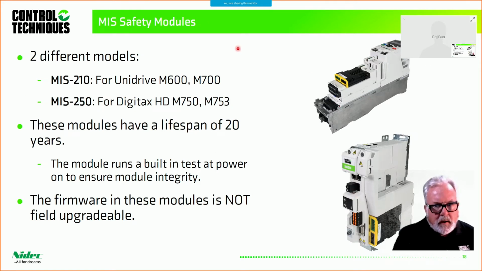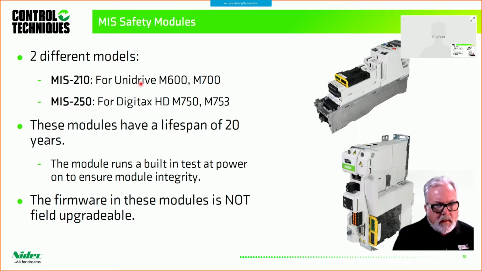Now there are two models, and this is very important for prospective users. There is the MiS 210. That module may only be used with a Unidrive M600 or a Unidrive M700, as you see here. Today, and for my examples, I'm using the MiS 250. The MiS 250 is for the Digitax HD that you see here.